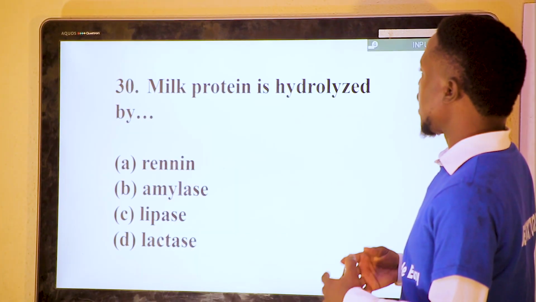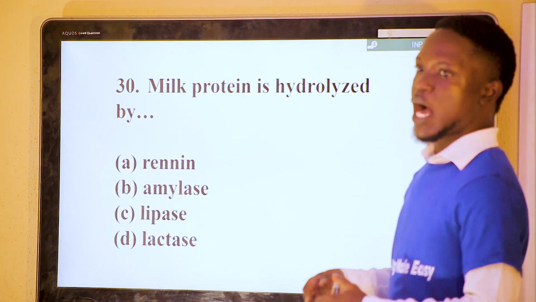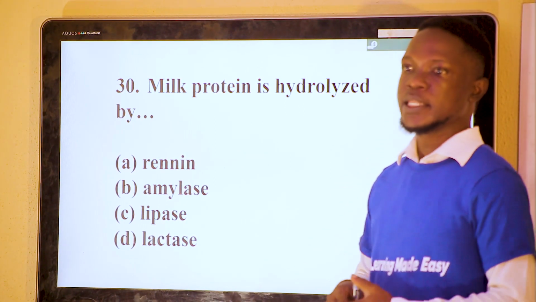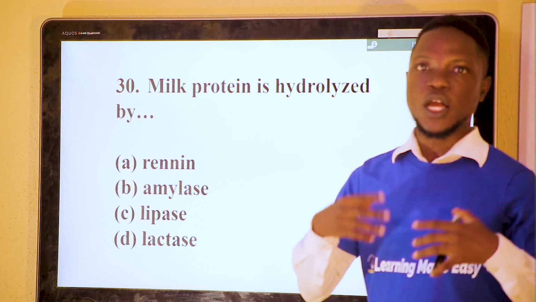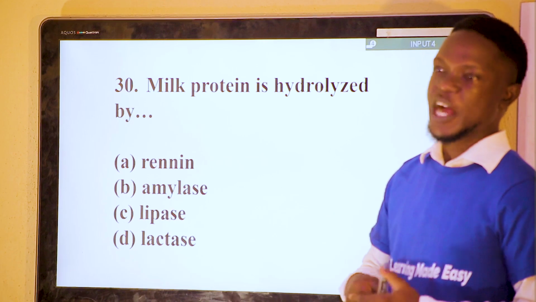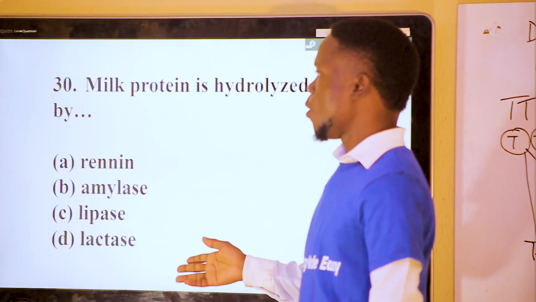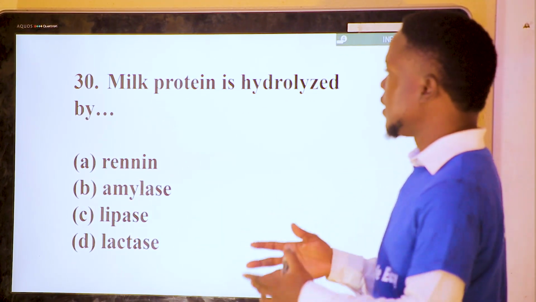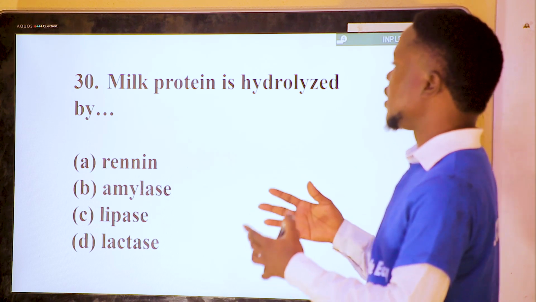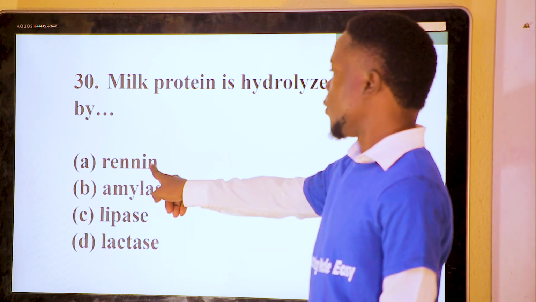Milk protein is hydrolyzed by dash. Hydrolysis of milk protein is primarily by pepsin, while coagulation of milk is by renin. But because pepsin is not in the option, we can go for renin. But in case you see pepsin in the option, pepsin is the answer. Milk protein is hydrolyzed by pepsin. So here we'll go for renin.